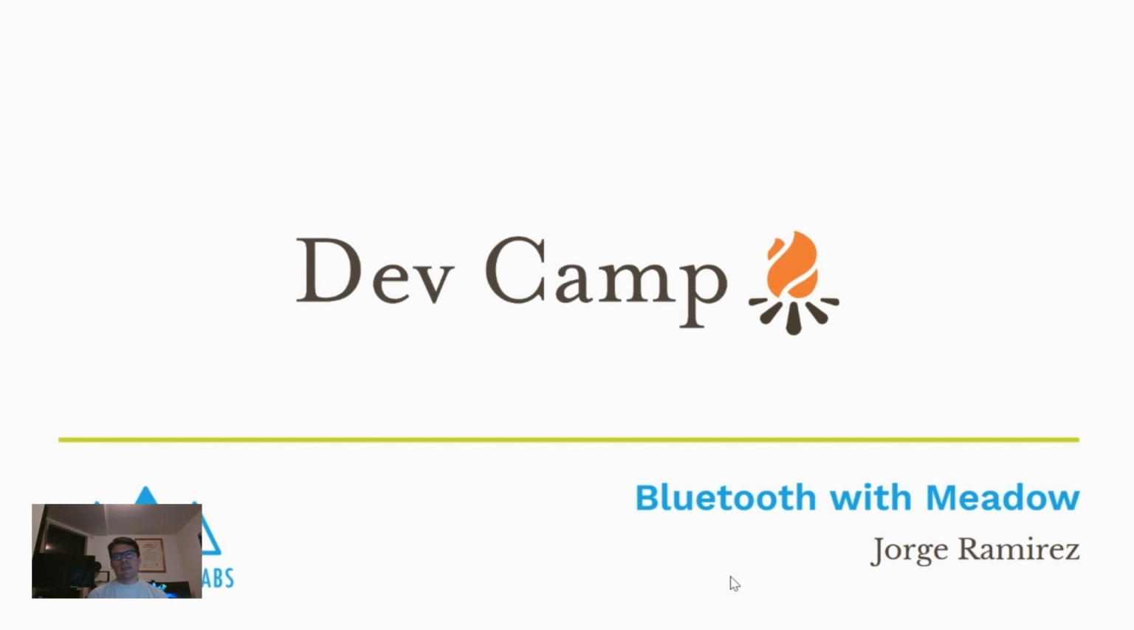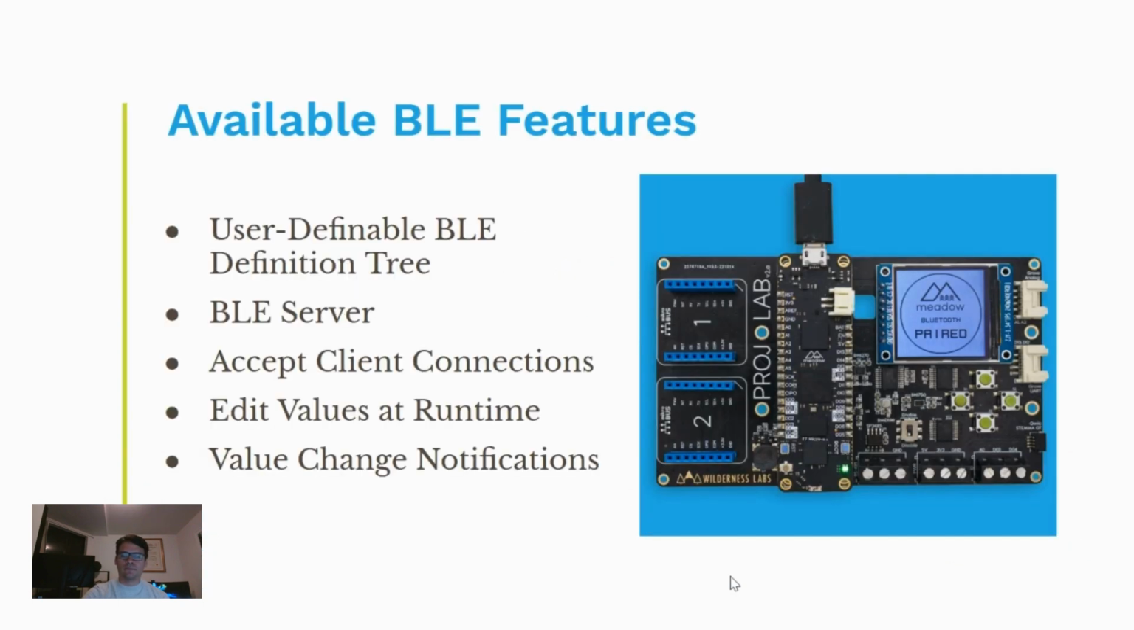My name is Jorge, and today I want to talk to you about Bluetooth with Meadow. So as you're all aware, Meadow comes with an ESP32 coprocessor, which enables it to have Wi-Fi and Bluetooth connectivity right out the gate. And this is especially useful in case you have devices out in the field that don't account for a Wi-Fi connectivity or wireless network.